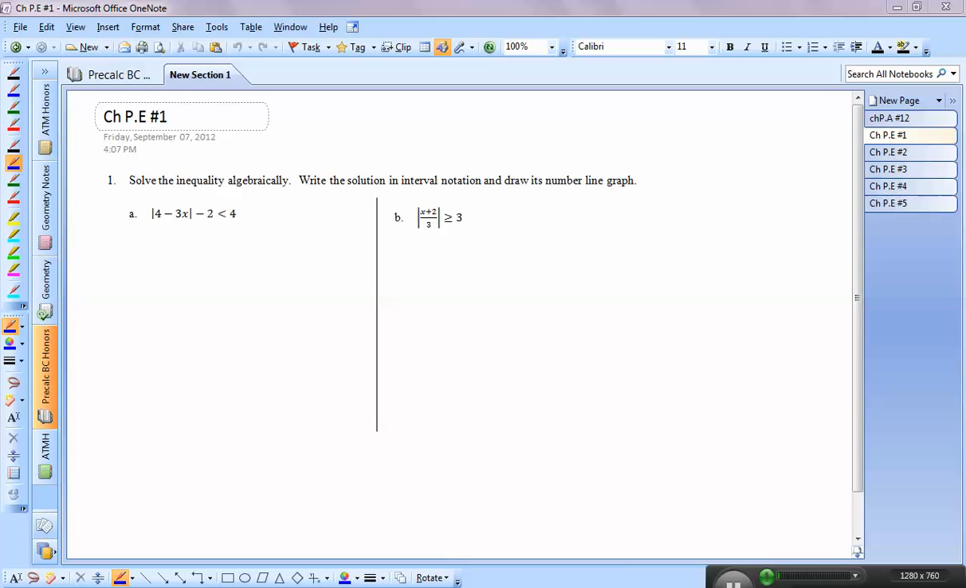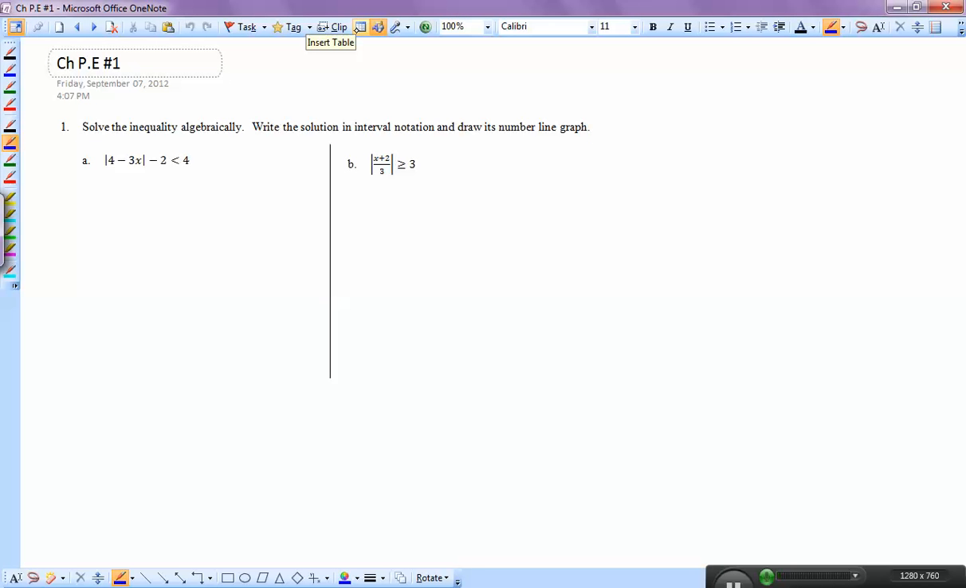Okay, so let's take a look at the PE handout, number 1. And for this one, we had some absolute value inequalities. So let me maximize the screen here. And let's see. So the first one that we have is the absolute value of 4 minus 3x, minus 2, is less than 4. So the first step is always going to be isolate the absolute values.